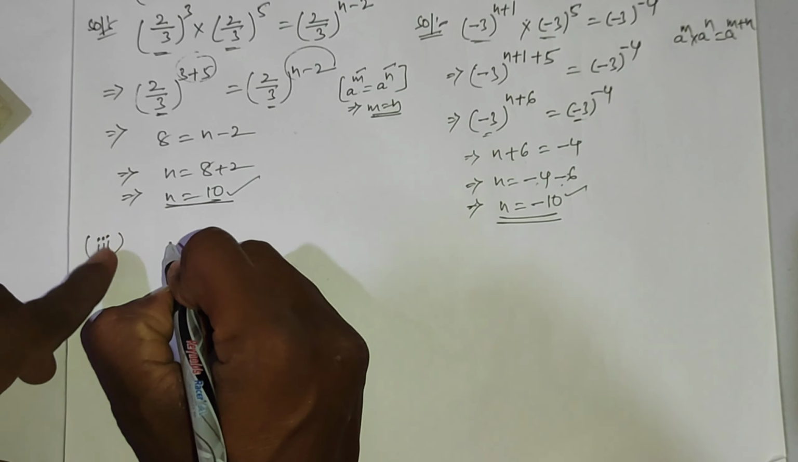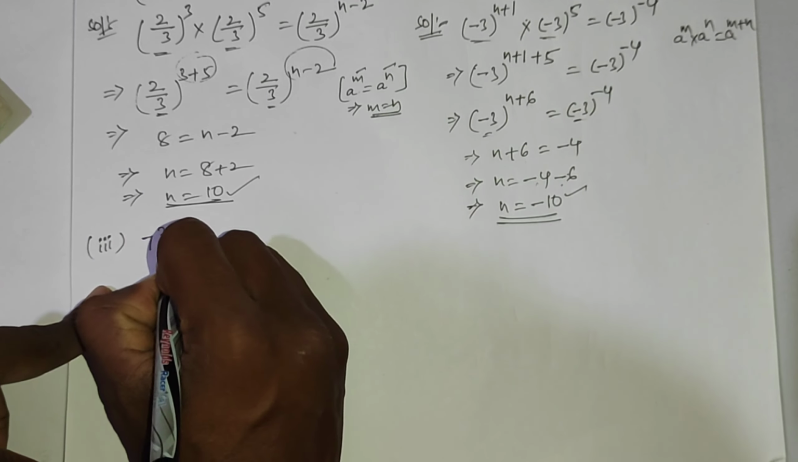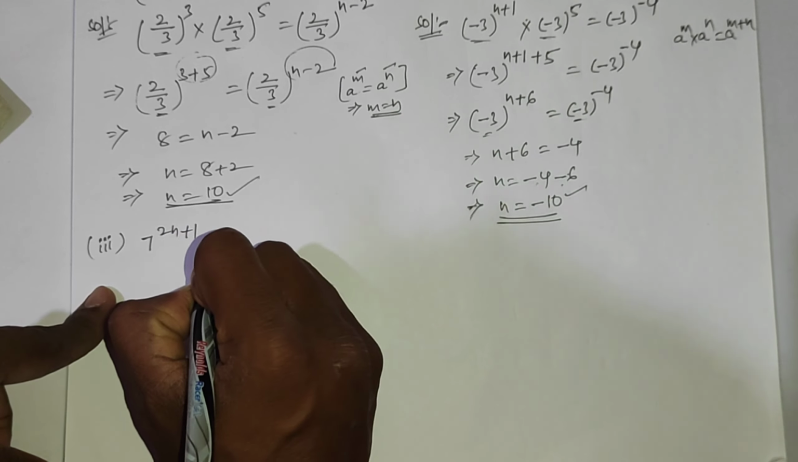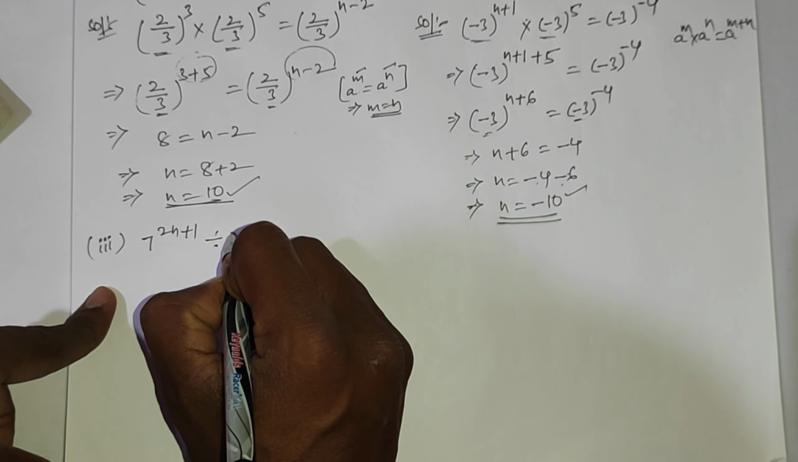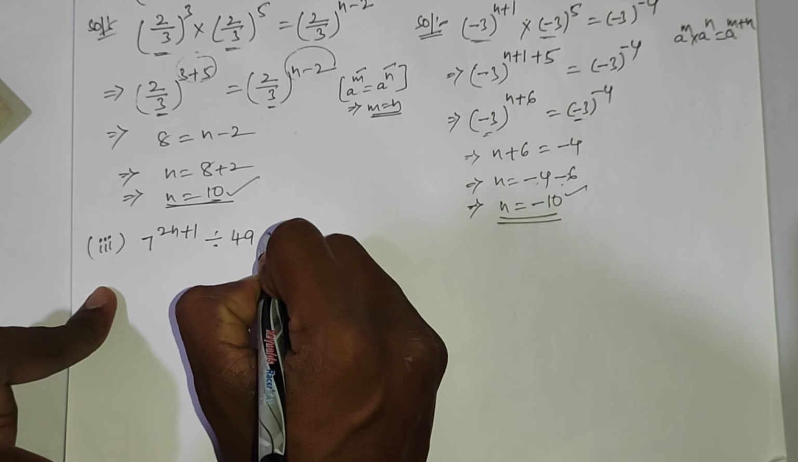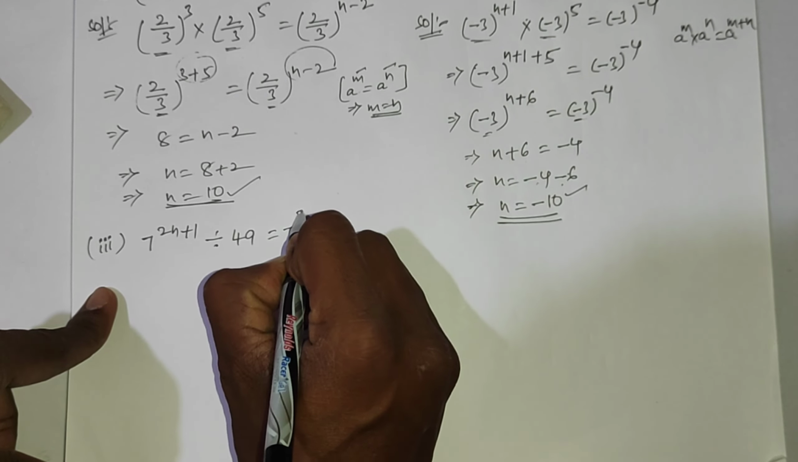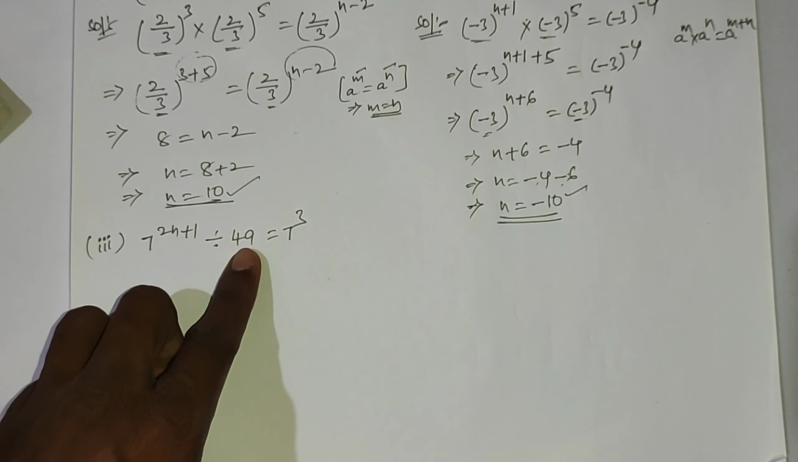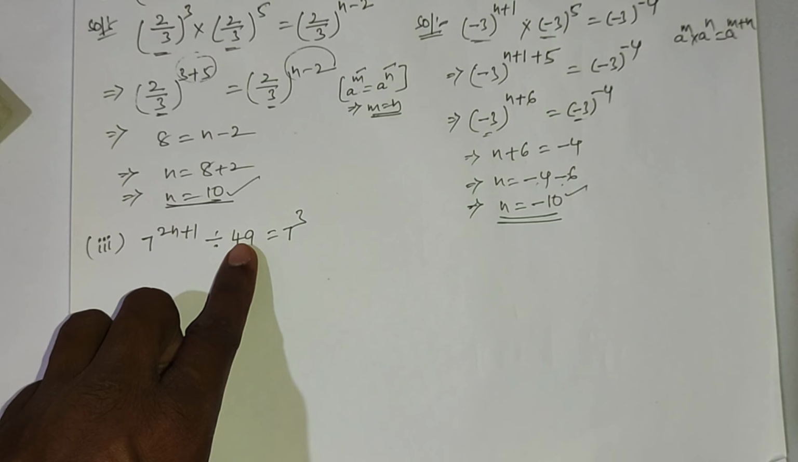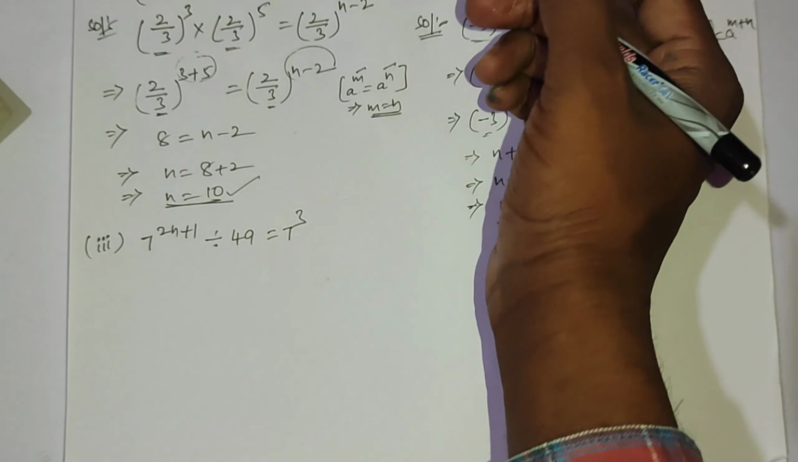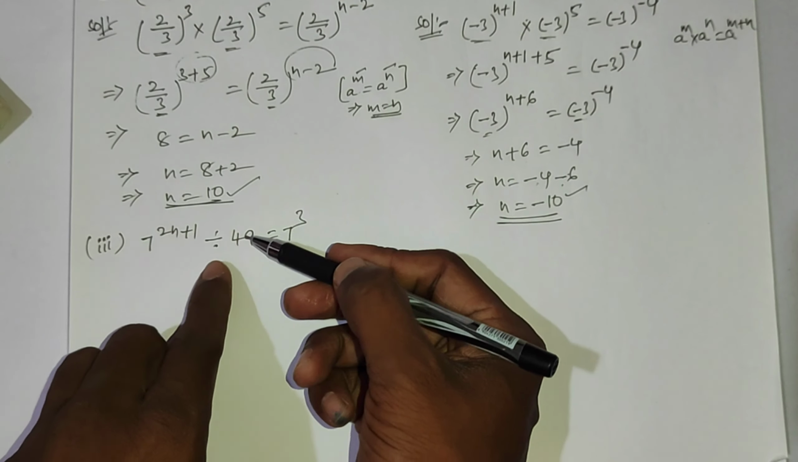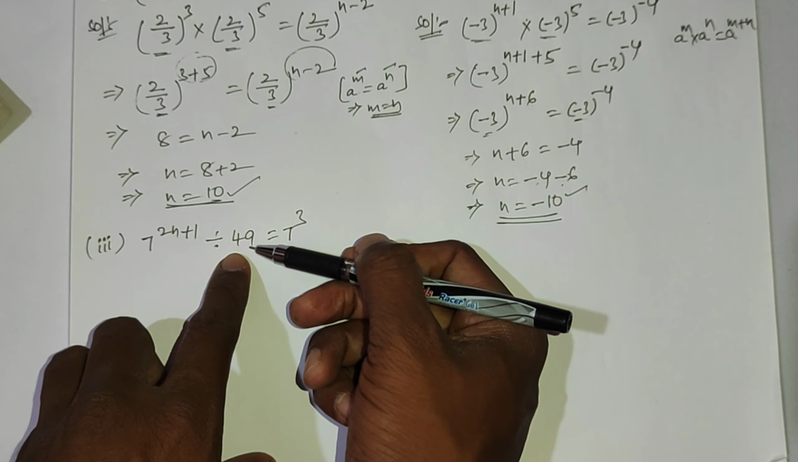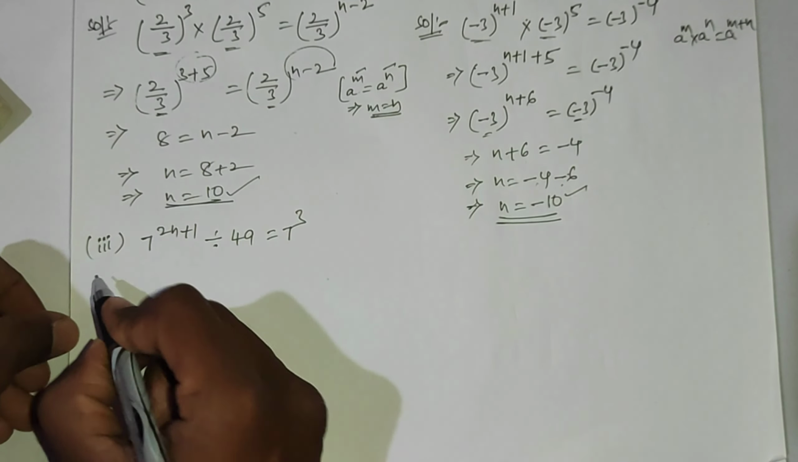What is the question? 7 power 2n plus 1 divided by 49 is equal to 7 cube. Here also we have to find the value of n. The same process we'll do here, but we know 7 is a factor of 49, right? 7 sevens are 49.